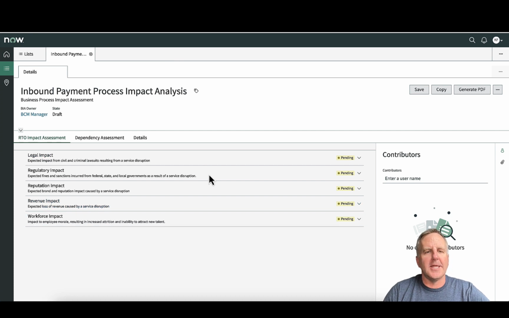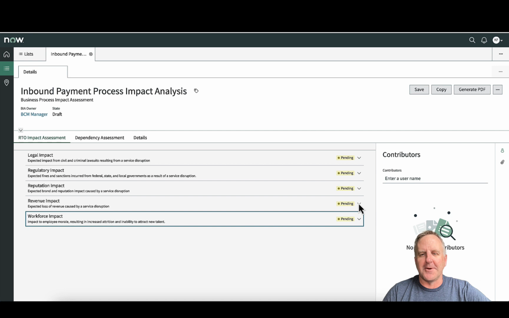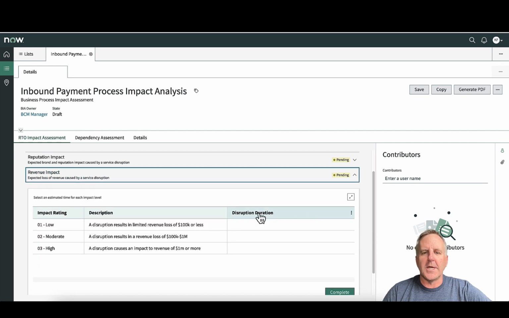So the disruption duration comes into play when I'm talking about my impacts. Okay. And I can have various kinds of impacts during a disruption, right? There might be a legal impact, there might be a revenue impact, there might be an impact on my workforce. And what we're talking about with disruption duration comes into play with these impact categories. If I expand one of these impact categories, if I have a disruption in inbound payment process, I probably have an impact in revenue. So that's an obvious one, so I'm going to start with that one. Here's where you see that disruption duration.